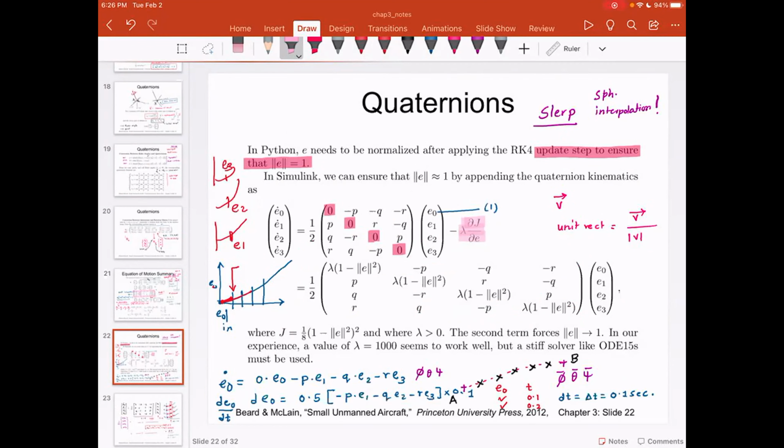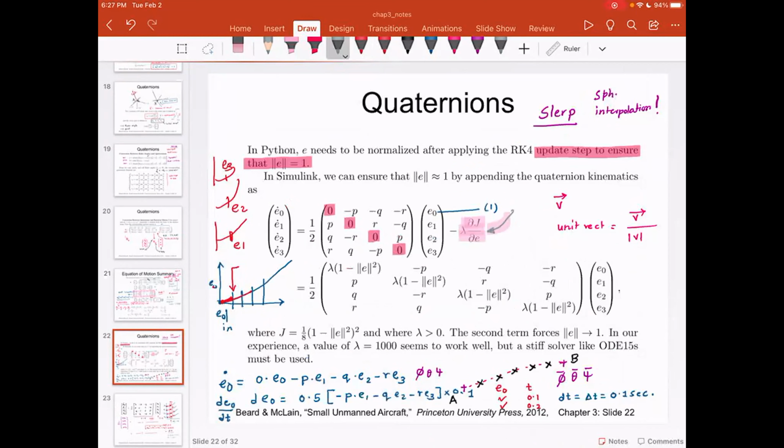The second way to do this is adding some sort of cost function. I will not discuss in a lot of detail what this cost function does, but this is sort of a penalty function, wherein the purpose of this penalty function is to constrain the values of E0, E1, E2, and E3 at every step to be equal to 1.